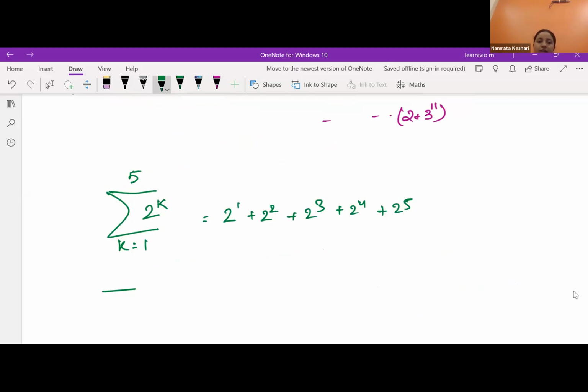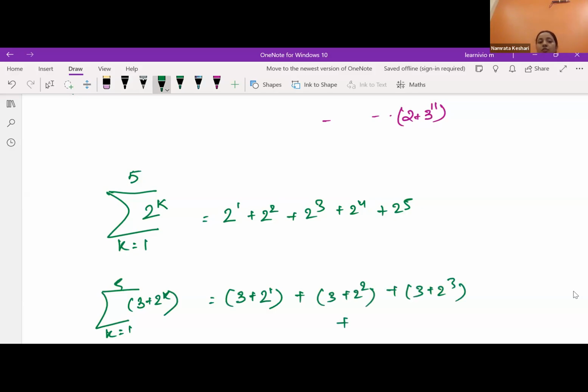If we have the same thing, just like 3 plus 2 to the power k, and again k is ranging from 1 to 5, then you will have this bracket: 3 plus 2 to the power 1, plus 3 plus 2 to the power 2, plus 3 plus 2 to the power 3, and so on. It's not like the 3 is written only one time. Summation means every time this bracket will continue itself. Making sense?